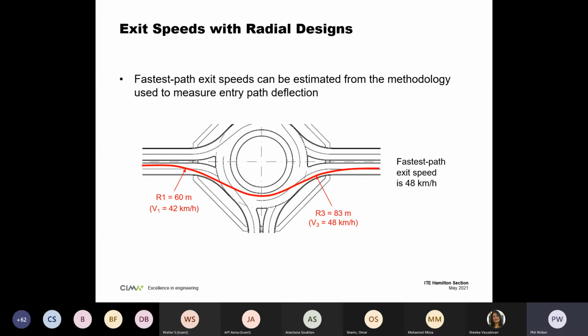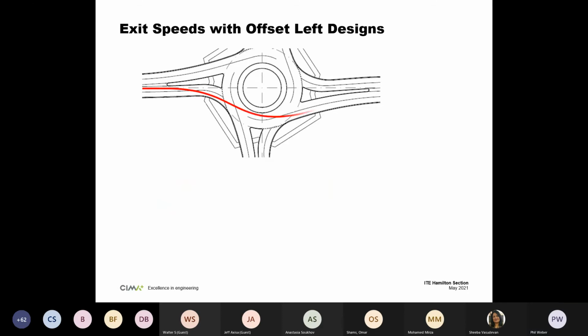So there you go. Things are actually a bit different with an offset left design. If we apply the same philosophy, we have exactly the same entry speed, 42 kilometers an hour. But if we measure the radius of the path on the exit, we actually get 72 kilometers an hour. Now, if you're looking at it, you say, is it actually physically possible for someone to be going 72 kilometers an hour on the exit of this roundabout? That seems awfully fast, doesn't it?